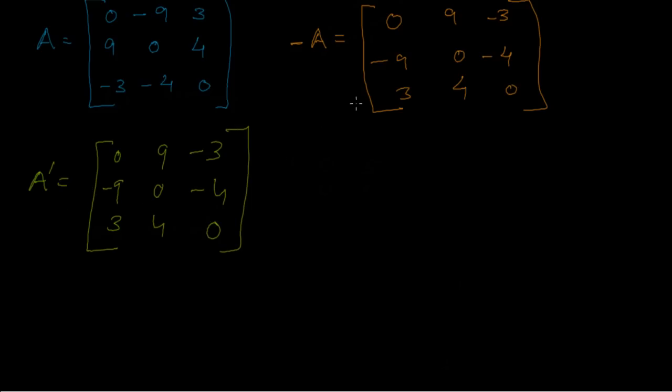Now compare both. The first row is 0, 9, minus 3, the second row is minus 9, 0, minus 4, and the third is 3, 4, 0 in both. So both matrices, the negative of A and the transpose of A, are equal. So A is a skew symmetric matrix.